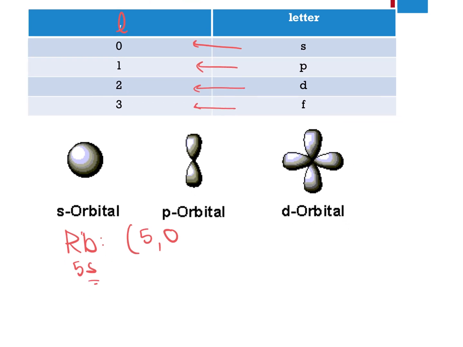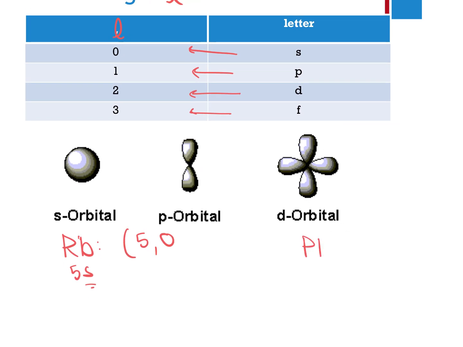The other example, what did we give? The other was platinum. It was 5D. And so it started out with a 5. And then what numerical value goes with a D orbital? S, P, D. So it was 2. Okay, are we feeling okay with that?